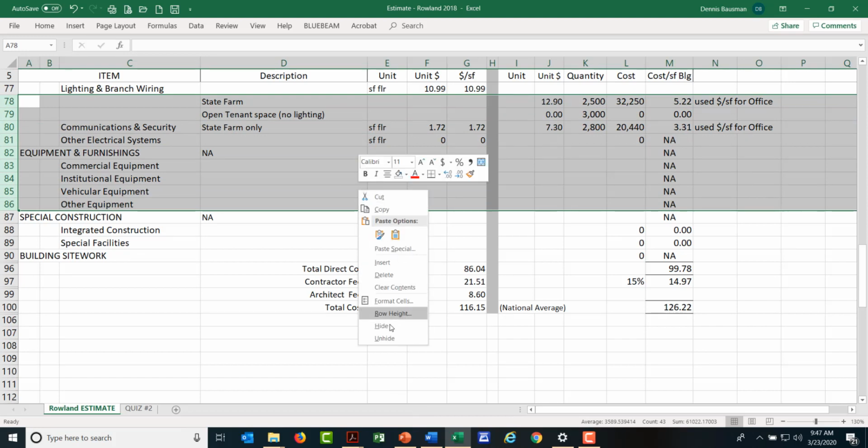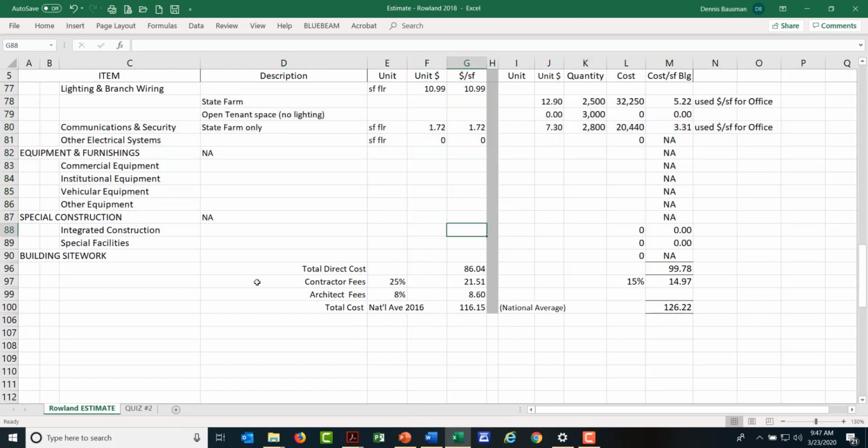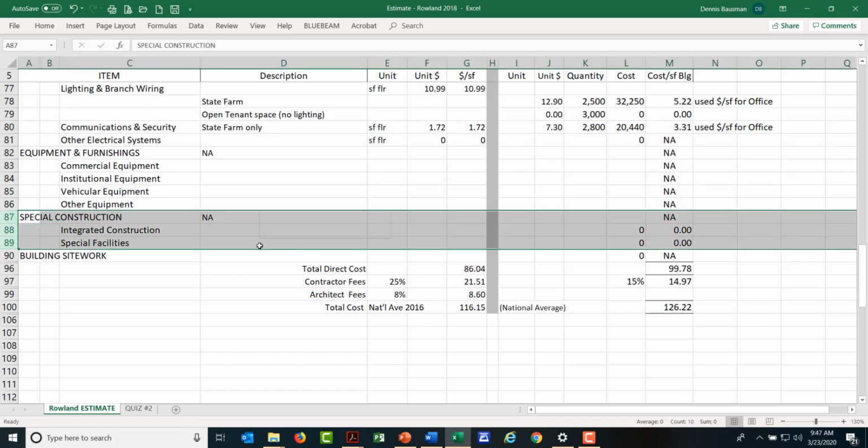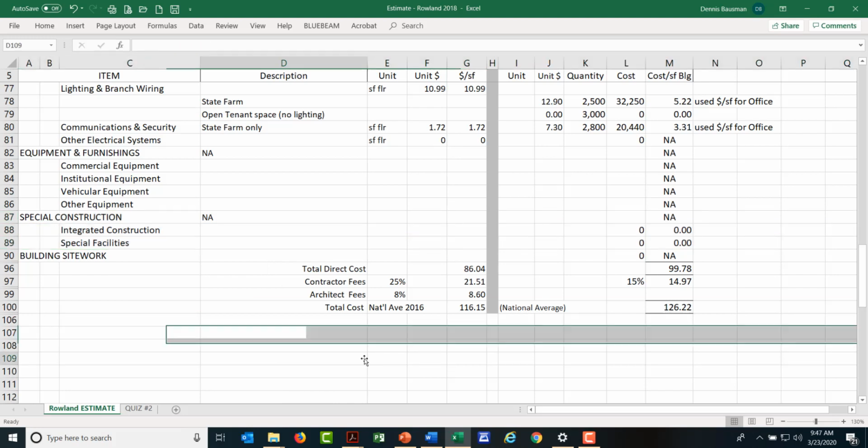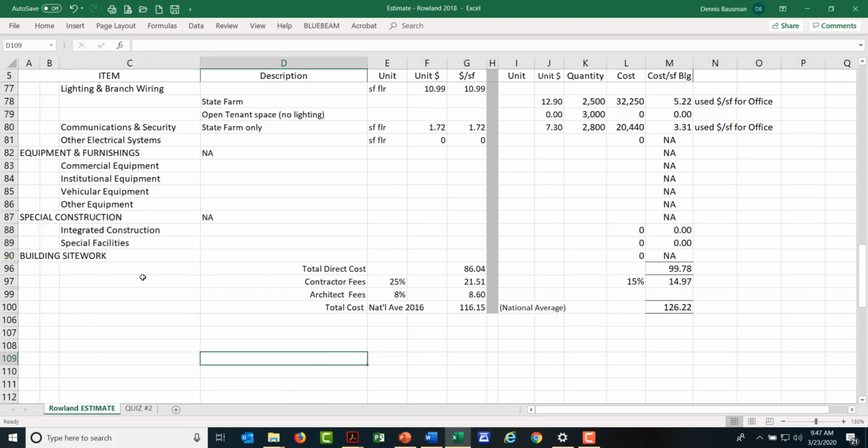Let's make sure I didn't hide anything. It has nothing in the base. Let me see if I had anything. I didn't. Special construction. I don't believe I actually added anything there. Didn't. Now, building site work.